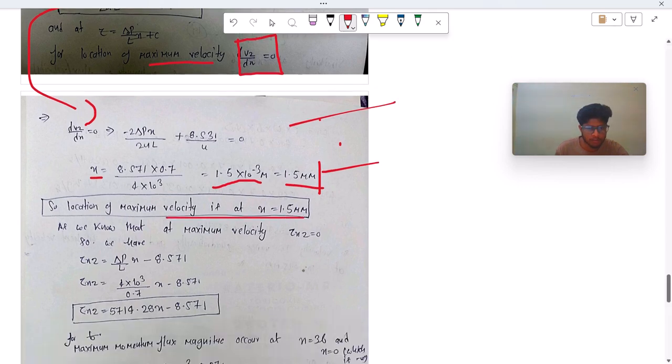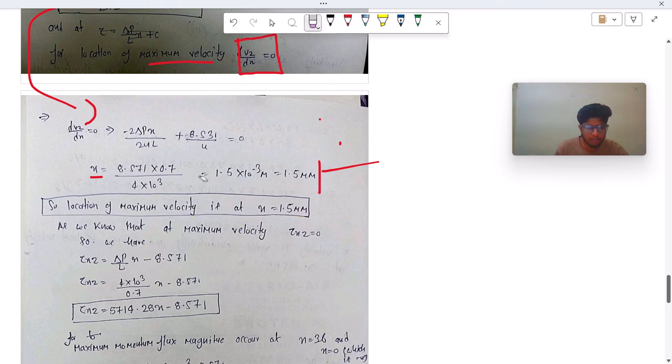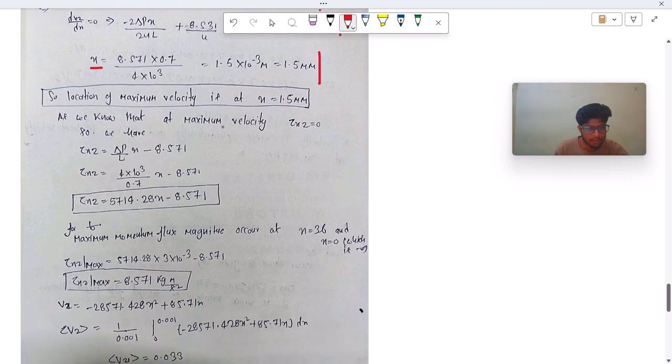And now we have to find our equation for shear stress. At maximum velocity we have tau xz equal to 0, and our equation for tau xz is delta p upon L into x plus C1. The value of C1 is minus 8.57, so we get our equation for shear stress. After further substituting the values and calculating, we get tau xz equal to 5714.28x minus 8.57.